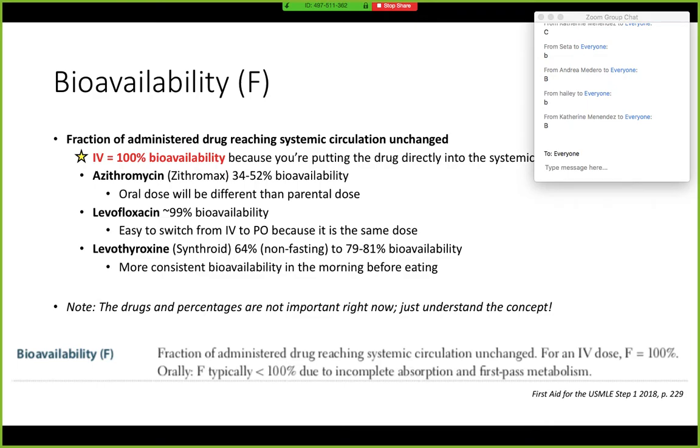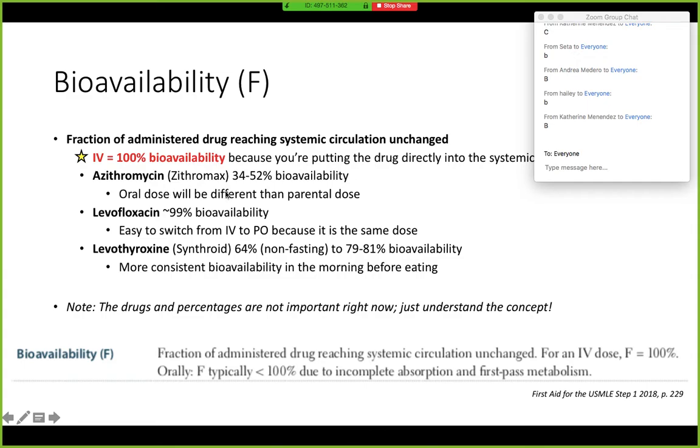So again, bioavailability is the fraction of the drug reaching the systemic circulation unchanged. The big thing to take away from this is that an IV dose has 100% bioavailability because you're putting the drug directly into the systemic circulation. These are the examples she gave in class, and absolutely don't worry about the percentages. It's just the concept that you need to understand.